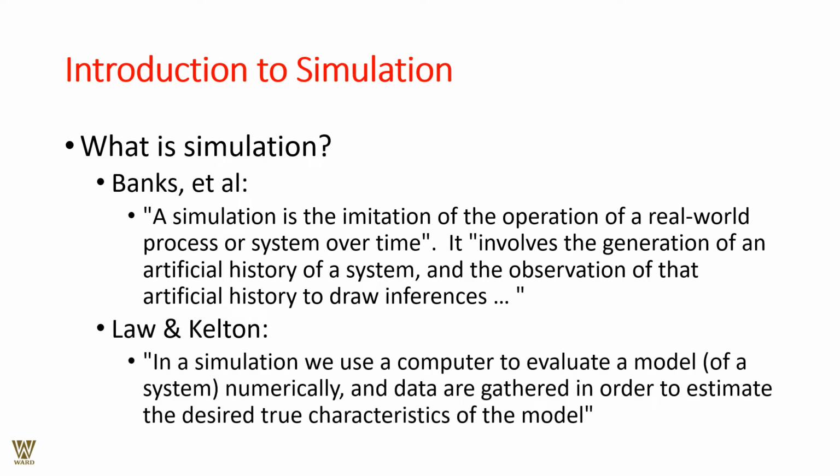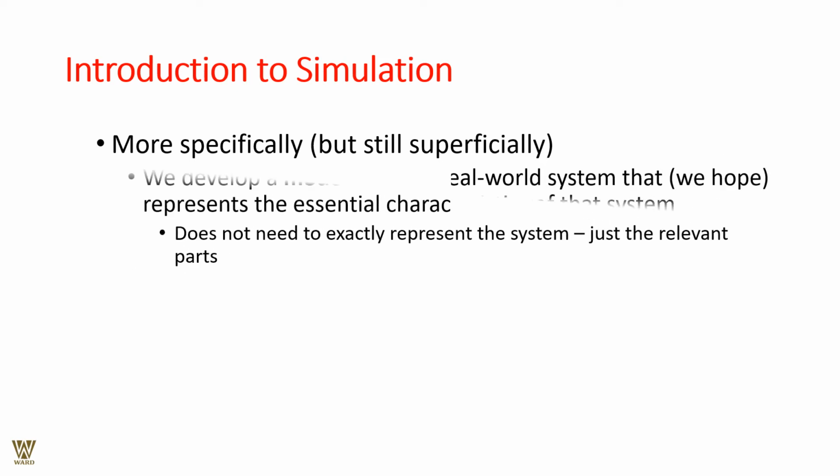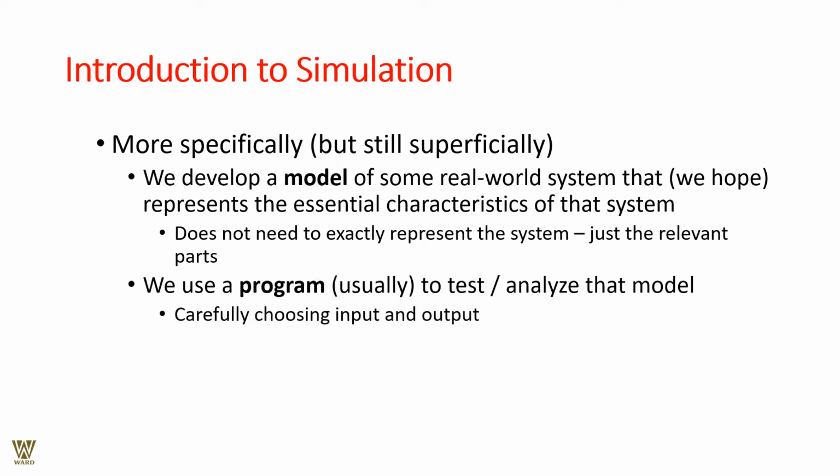According to Law and Kelton, in a simulation we use a computer to evaluate a model, a system, numerically, and data are gathered in order to estimate the desired true characteristics of the model. More specifically, we develop a model for some real world system that we hope to represent, and the model does not need to represent the whole system, just the relevant part. Remember, we are trying to observe one particular aspect only and nothing beyond it.